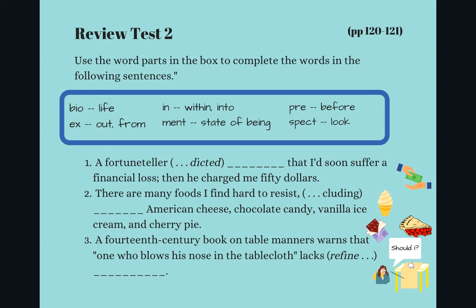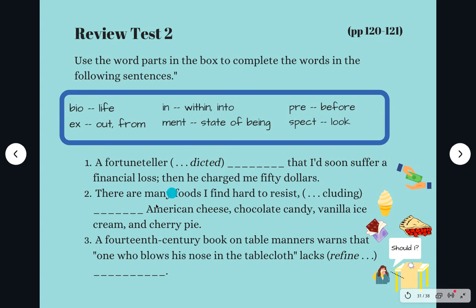Use the word parts in the box to complete the words in the following sentences. So I made it a little easier because I grouped them and then I put a limited number of those roots, prefixes, and suffixes here. So here we've got bio, ex, in, ment, pre, and spect. A fortune teller something dicted that I'd soon suffer a financial loss, then he charged me $50. Well, probably this, right? Predicted.